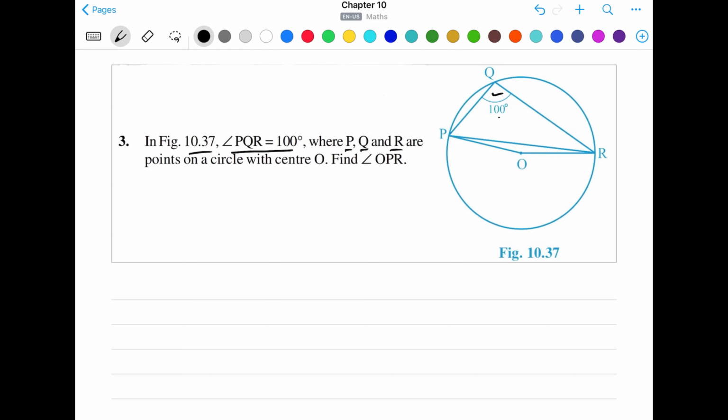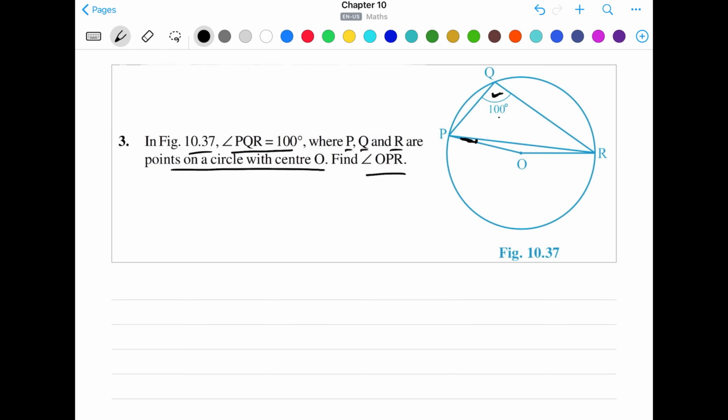Okay, where P, Q and R are the points on the circle with center O. So we have these 3 points on the circle. We have to find the measure of angle OPR. Angle OPR is given here. We have to find the measure of this angle. Okay, this is very simple.